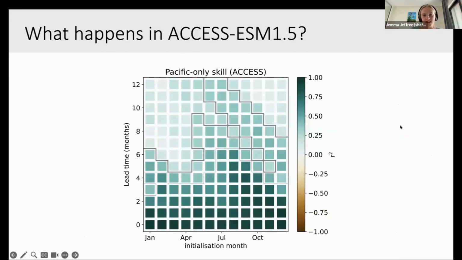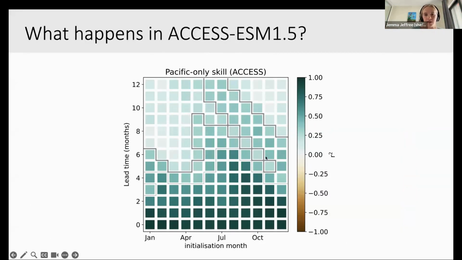Then I also checked ACCESS. Now, ACCESS has an interesting shaped improvement, or just skill pattern. Anything that predicts April has much lower skill than the month before or after, so I guess that's a really strong spring predictability barrier. And I've shifted this contour from 0.5 to 0.3 because it outlines that shape better, but I'm not sure which of the contours is the best one to use in general.